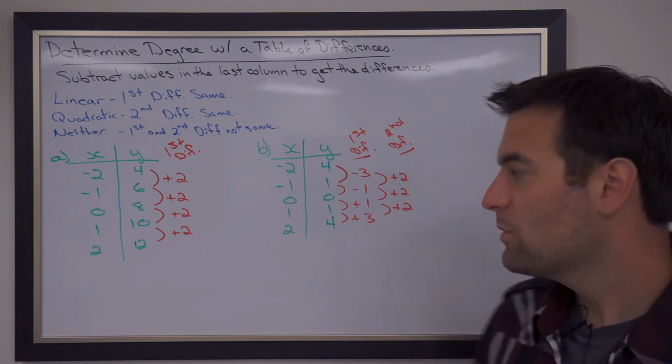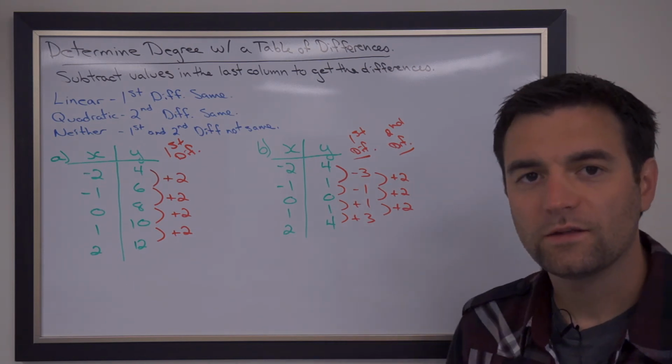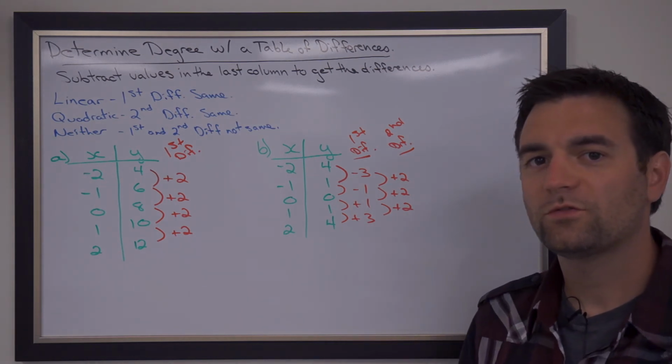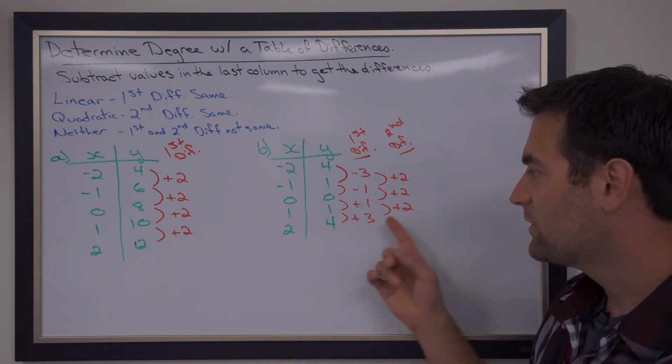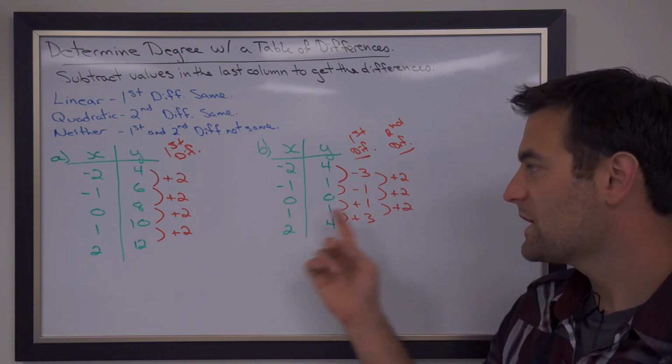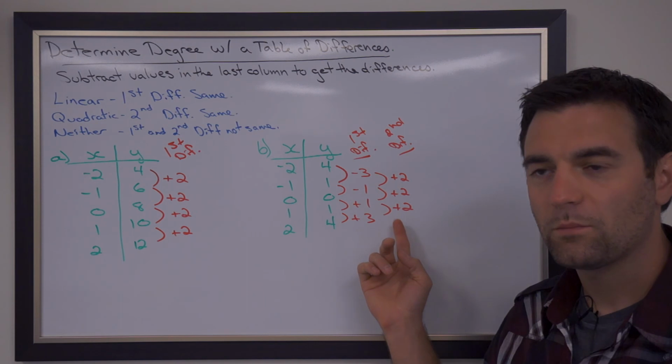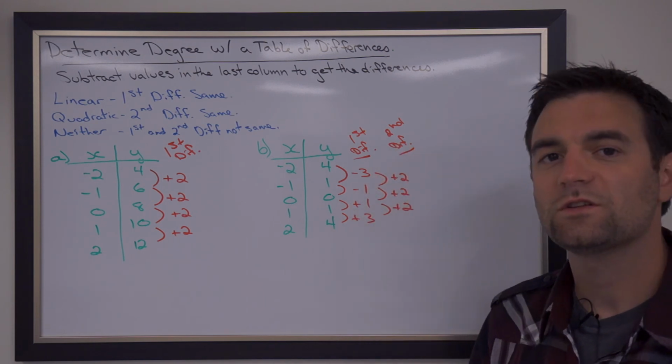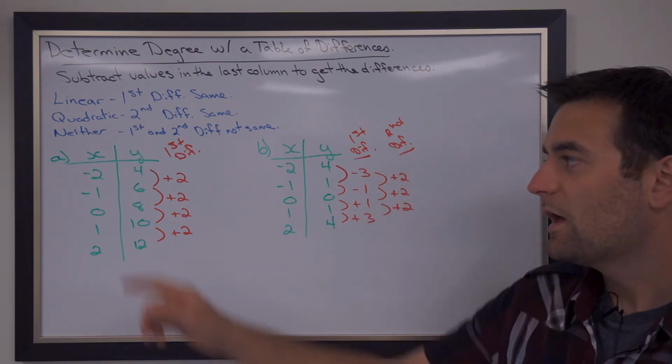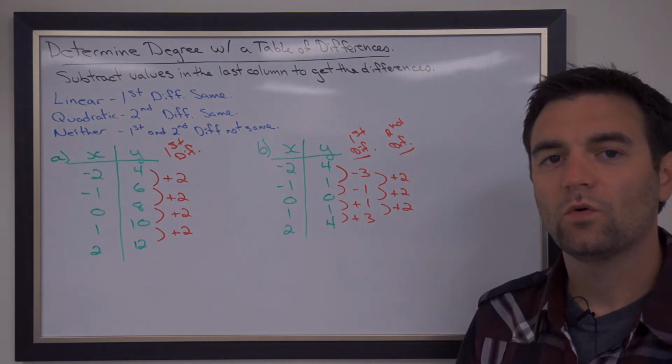If these weren't the same, we could keep going until we found them to be the same, but we won't always find that. We're only going to worry about doing the first or second differences. If the second differences don't end up being the same, you can stop there and say that it's neither linear nor quadratic.